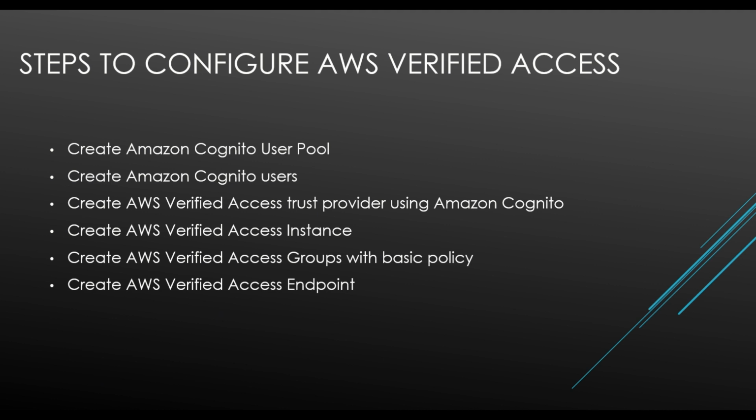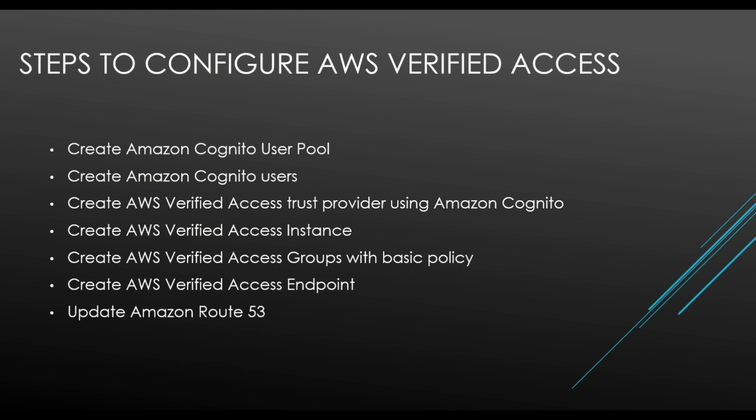Next, we need to create an AWS Verified Access endpoint. In order to create a verified access endpoint, you need a public domain name and an SSL or TLS certificate. I have already registered a public domain in Amazon Route 53. I have also created a public hosted zone. I will show it to you later in the Amazon Route 53 console. I will also walk you through the process to create or request an SSL certificate later in the demo.